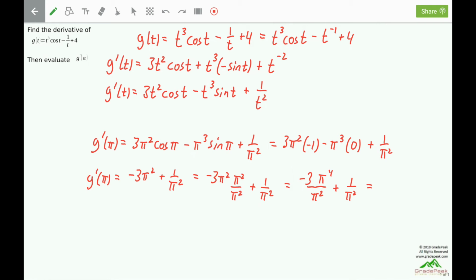We can combine them together. I'm going to write the positive term first, the 1, and then the minus 3 pi to the 4th second. The order doesn't matter as long as you keep the signs the same, and then it's over the common denominator of pi squared.